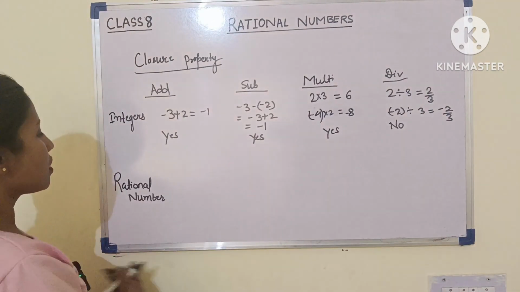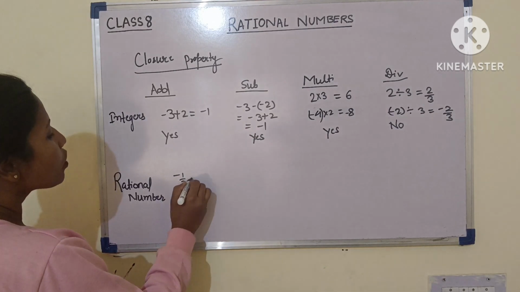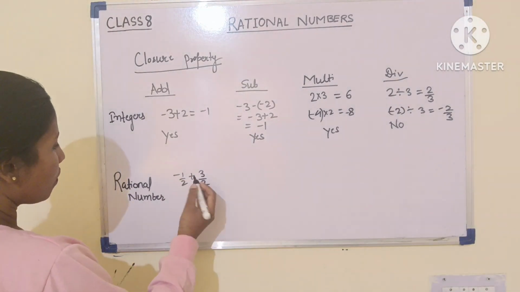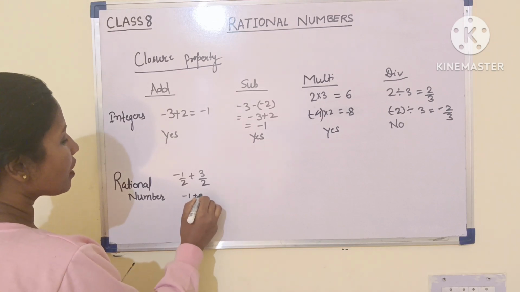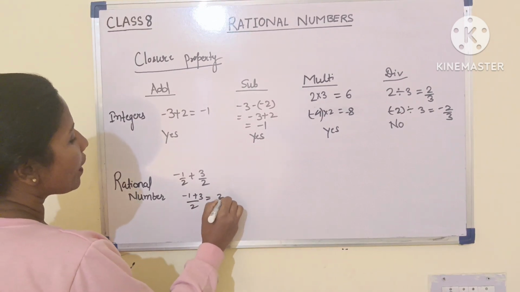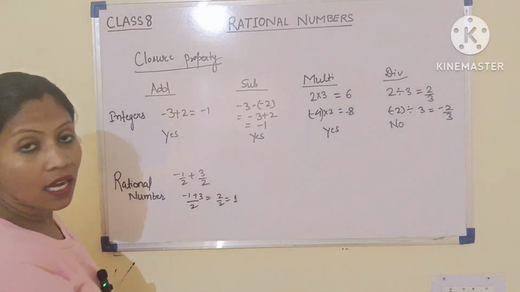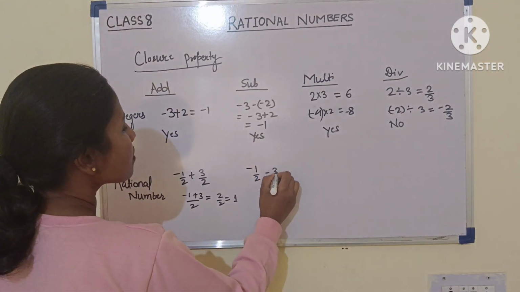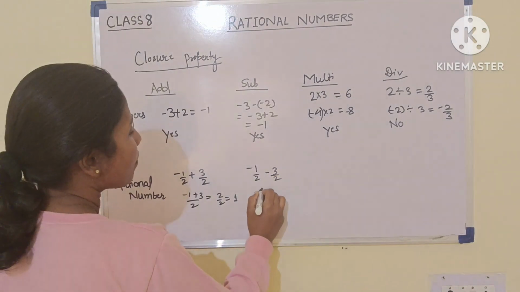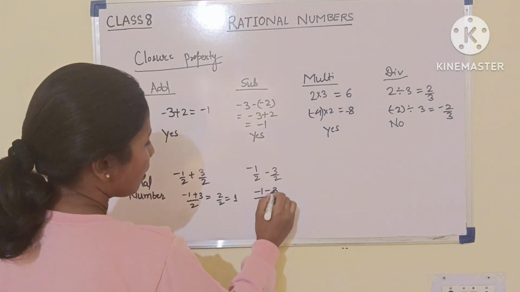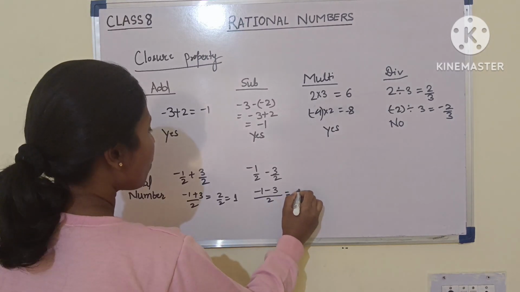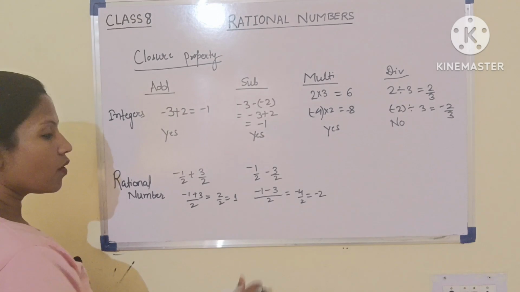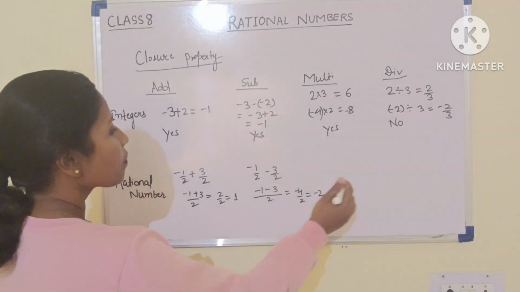So let's talk about the rational number. Let's take minus 1 by 2 plus 3 by 2. Add it, you will get, I am taking simple examples, 2 by 2, it's giving 1. 1 is again a rational number, right? Now subtract it. Minus 1 by 2 minus 3 by 2. So minus 1 minus 3 by 2, minus 4 by 2, it's a minus 2. This is also a rational number, right?